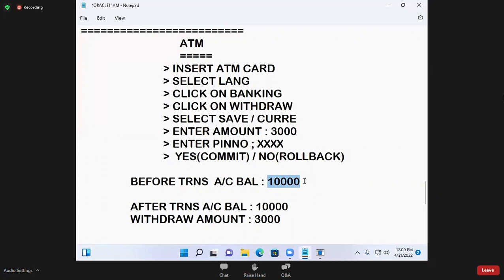I already took 3,000. Remaining, how much do I want to show? 7 I want to show. But how much is showing? Again 10 is showing. So again 10 plus 3,000. Is it equal or different? This is called inconsistency.